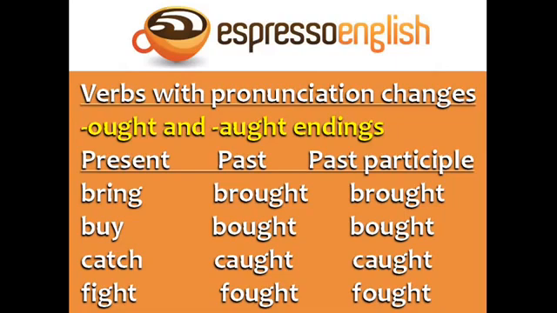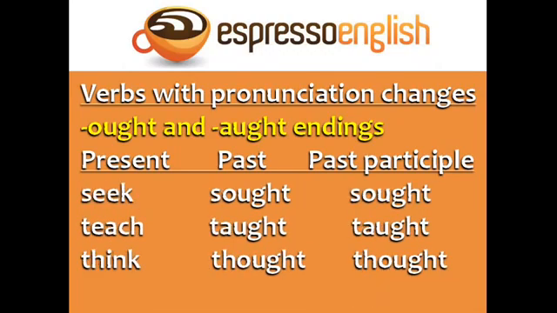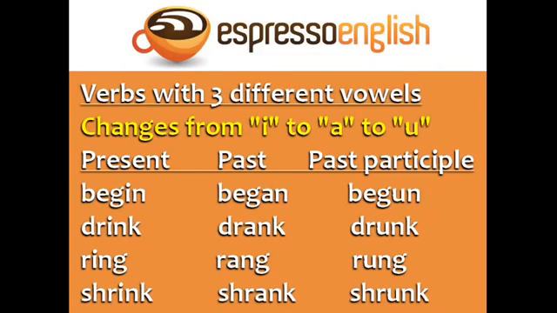Catch, caught, caught. Fight, fought, fought. Seek, sought, sought. Teach, taught, taught. Think, thought, thought. Remember that the G is silent in these verbs. Verbs with 3 different vowels.